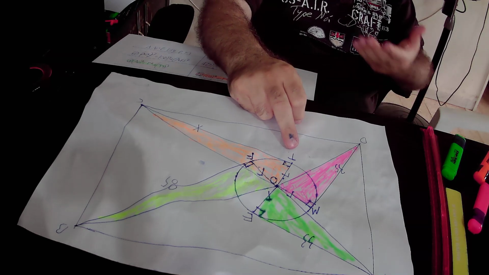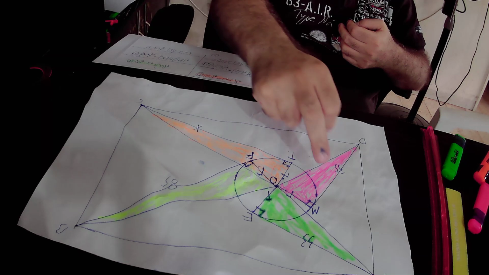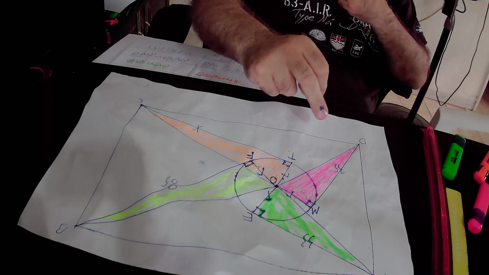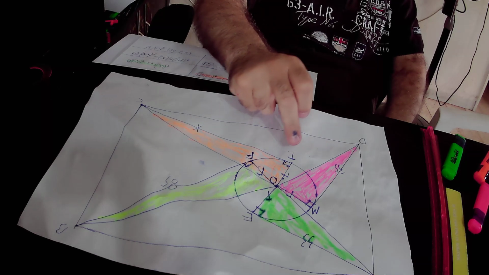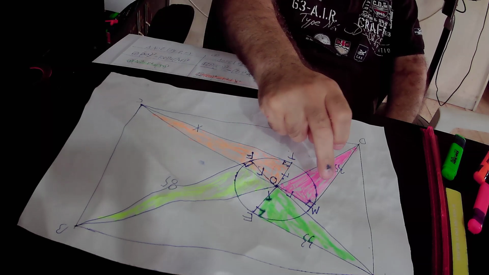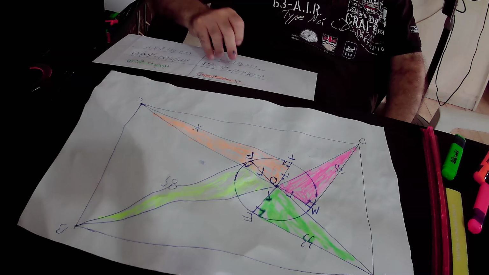In this way, we created the pink right triangle OMD. According to the Pythagoras theorem, in the pink right triangle DOM, DO square equals MO square plus MD square.